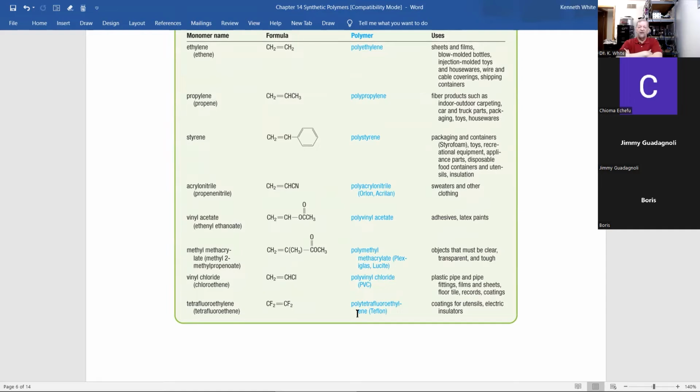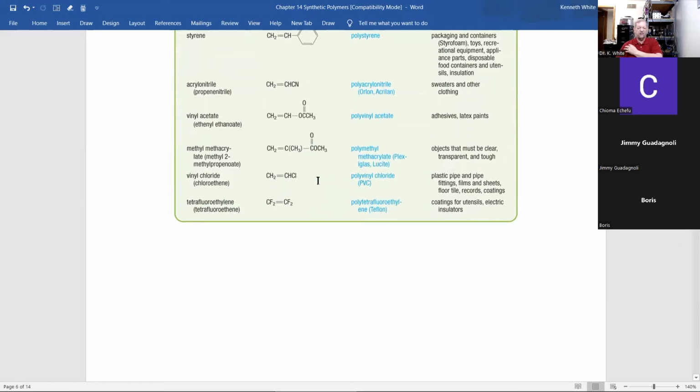Those are made when L is a benzene ring and you get polystyrene. Now I have some others. One I do want to talk about: when L is a chlorine, this is called vinyl chloride. That's a common name. The IUPAC name would be chloroethene. Nobody uses that. It's called vinyl chloride. And when you put a lot of those together in polymerization, we have a product called polyvinyl chloride.